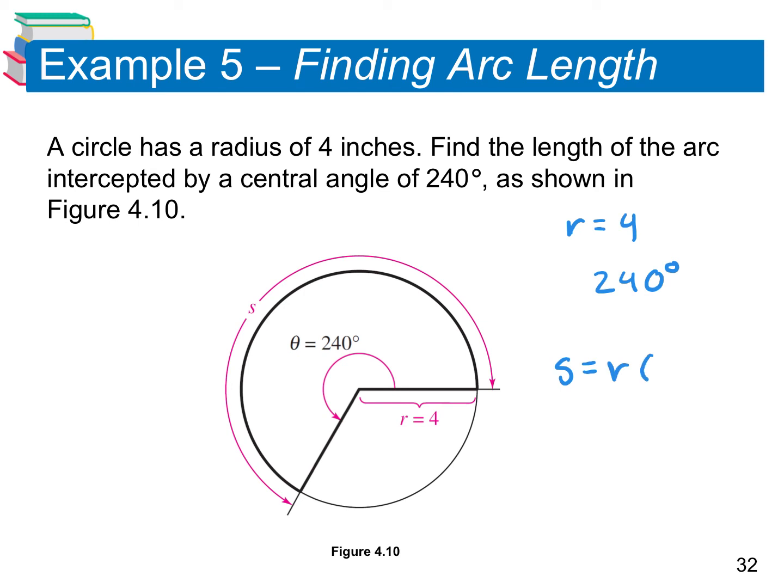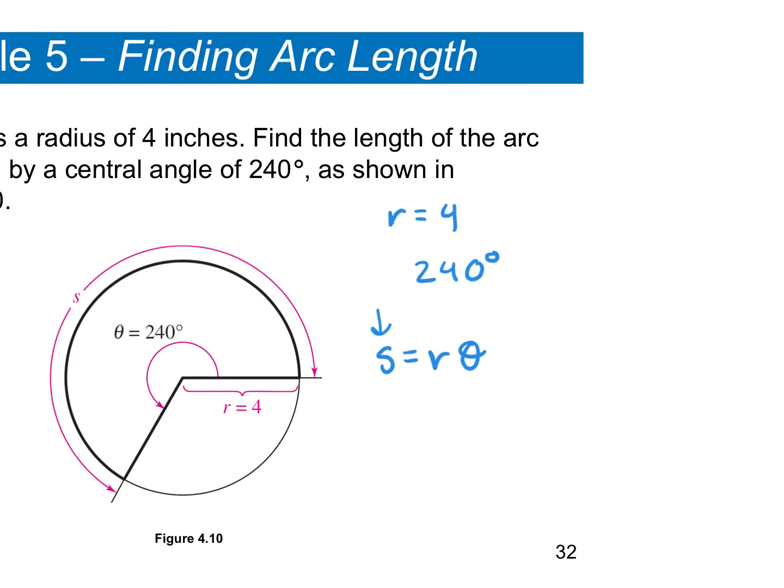S is equal to r theta. So we're looking for S. We said our r is 4. What's our theta? 240 is in degrees. What does theta have to be in? Radians.